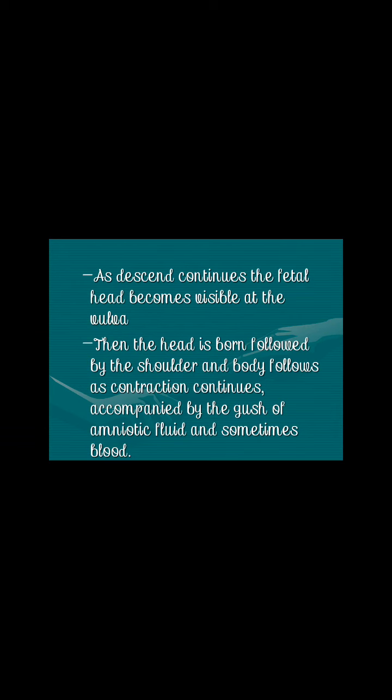As the descent continues, the fetal head becomes visible at the vulva. Kwa descent inavyozidi kuendelea, unaona kichwa cha mtoto kinaanza kuonekana kwenye vulva. Then the head is born, followed by the shoulder, and the body follows as the contraction continues, accompanied by the gush of the amniotic fluid and sometimes blood. Kichwa kishazaliwa kinafuatiwa na mabega, then after delivery of the anterior and posterior shoulder, other parts are just expelled out. We shall see the mechanism of labor and how we can assist the mother during delivery, or we can manage delivery.